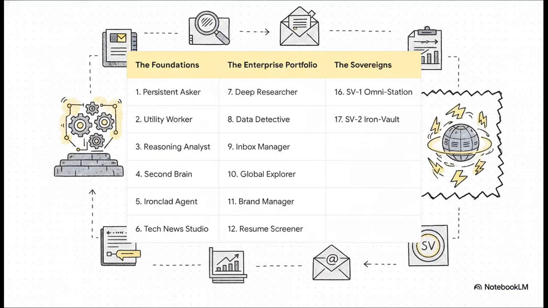I mean, just look at this list. You start with the foundational agents, things that can reason and remember. Then you build up a whole enterprise portfolio, a deep researcher, a data detective, an agent that manages your inbox. And you finish by building what they call sovereign systems, agents that are self-healing and can be completely air-gapped. This becomes your new arsenal.